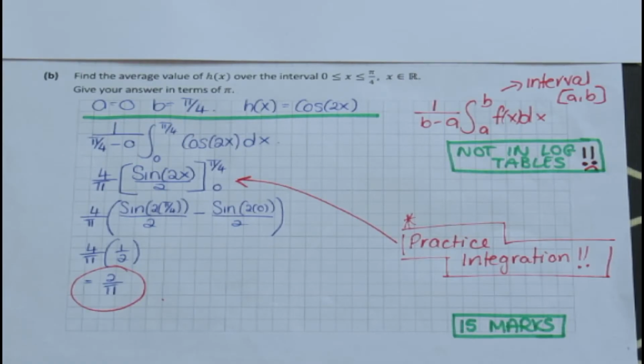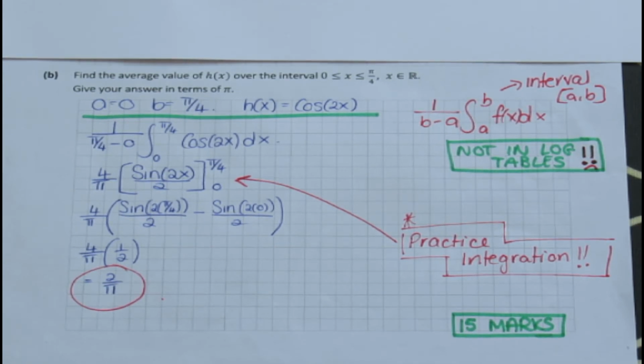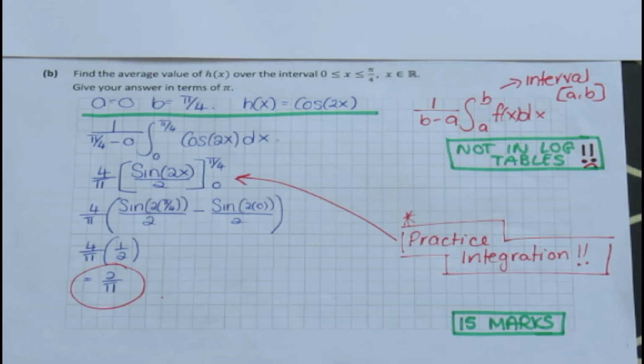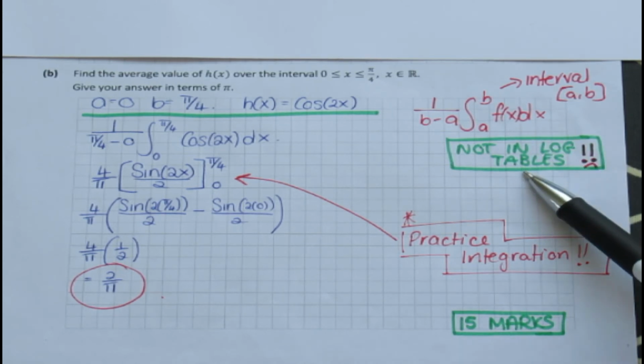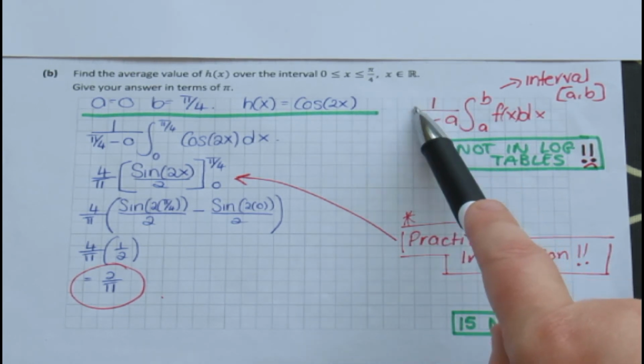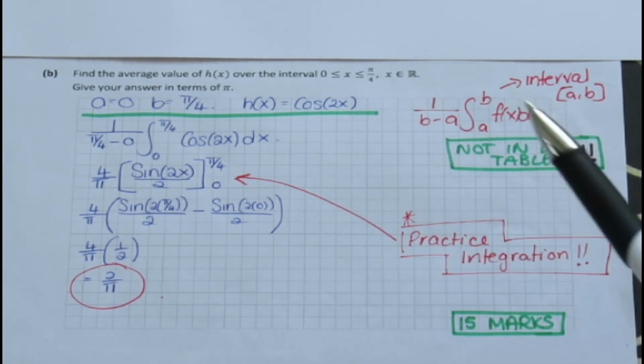In part B, we are asked to find the average value of h of x over the interval of x being between 0 and pi over 4, x being an element of the real numbers. Give your answer in terms of pi. To get an average value of a function, we use this formula here. So we're going to do some integration in this question. Sadly, this is not in your log tables. So the only thing that's different here from your standard integration is this bit here, 1 over b minus a, b and a being your interval.